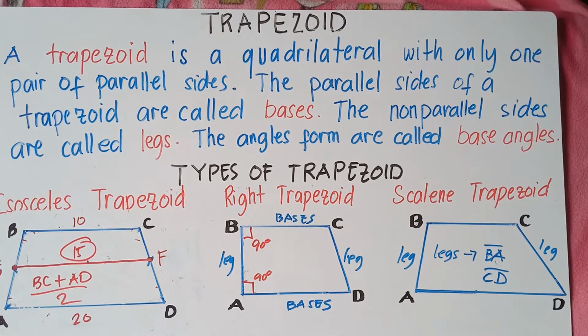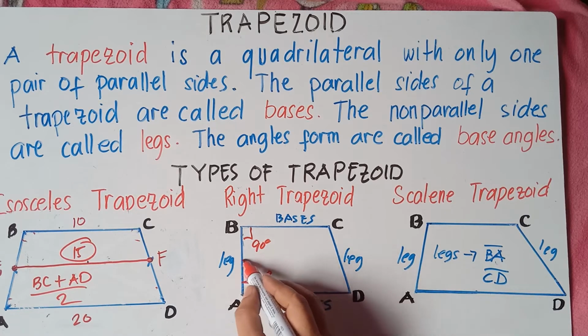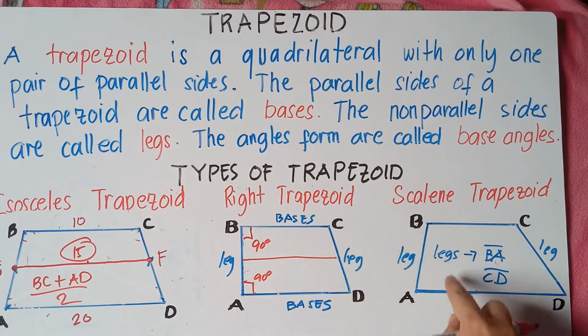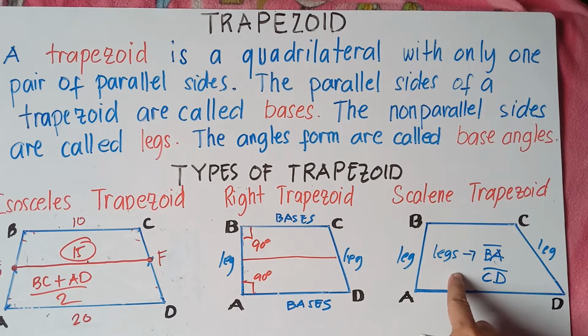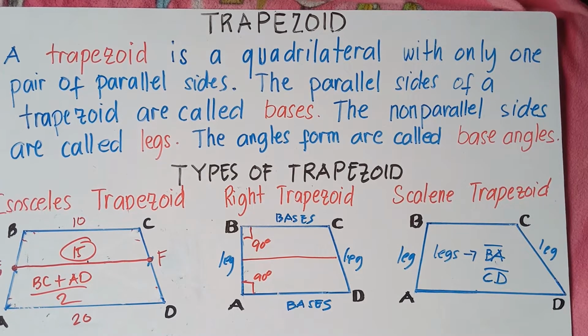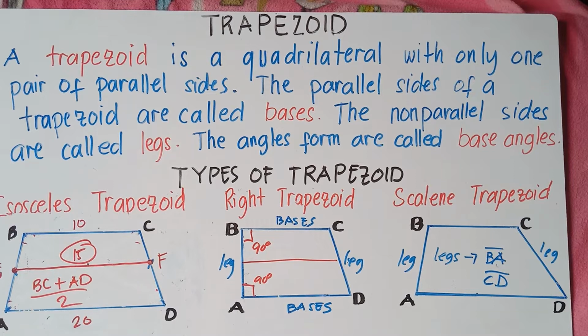Same with right trapezoid. If the teacher tells you to find this measure in the middle part, simply add the bases and divide it by 2. Same with scalene trapezoid, same equation. Add the bases and divide it by 2. So that's the properties about the scalene trapezoid.